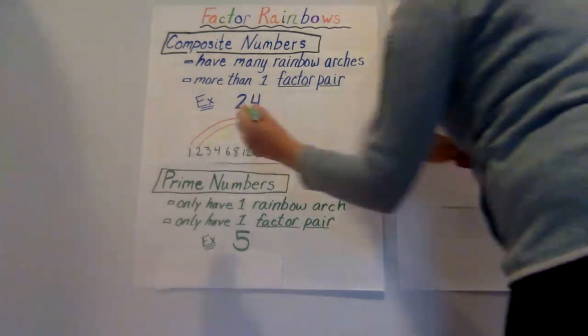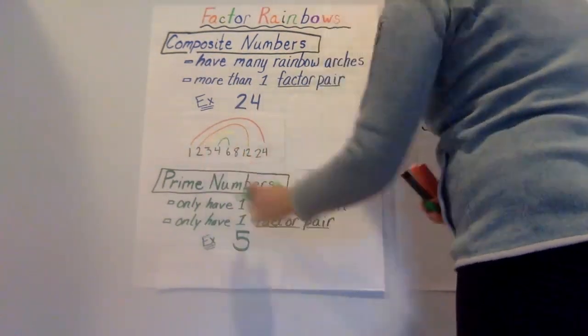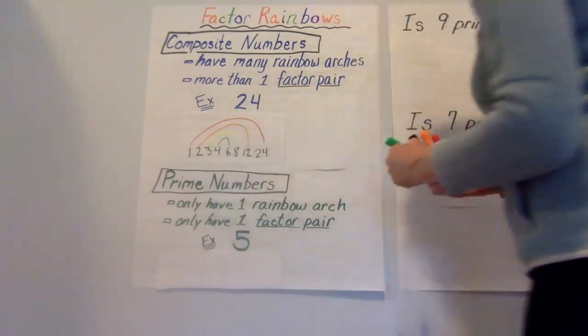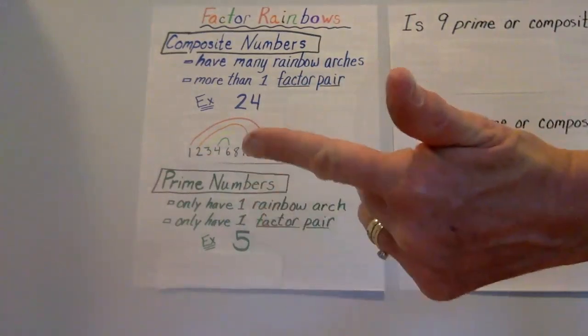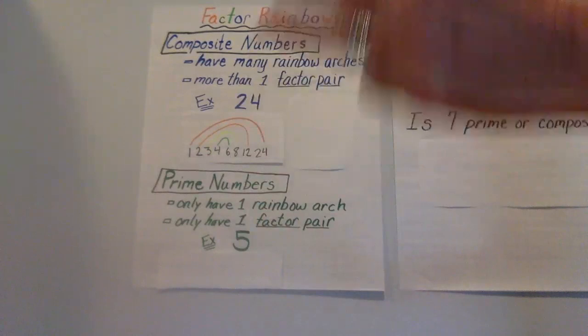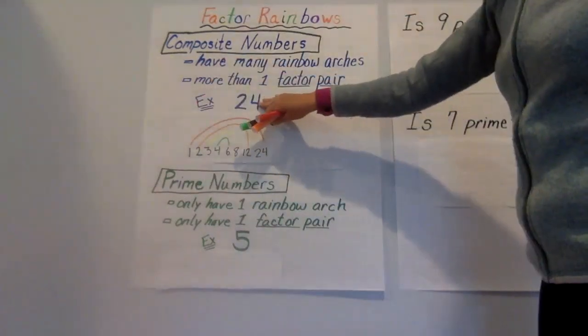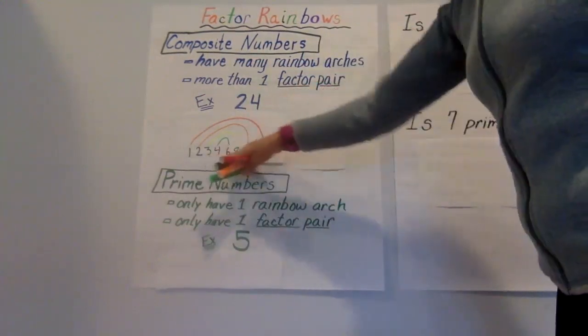And I'm going to make my last rainbow arch. Why? Because the only number in between 4 and 6 is 5. And if I do my multiples song, 5, 10, 15, 20, 25, do you see how I skip the number 24? So I know 5 isn't a factor of 24, so I know I'm done.